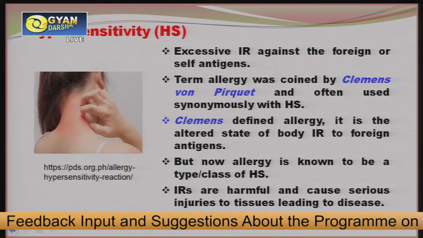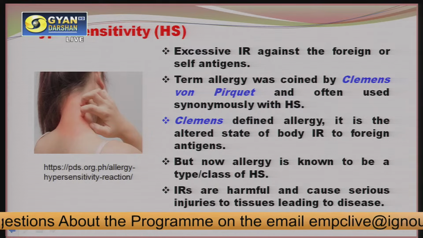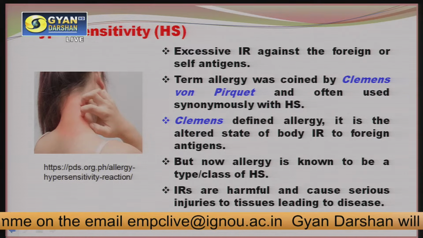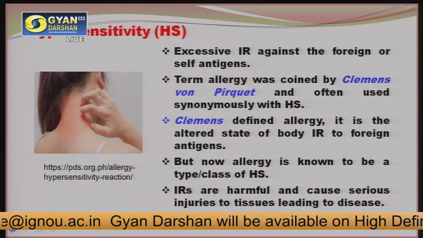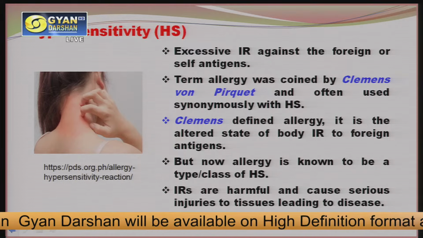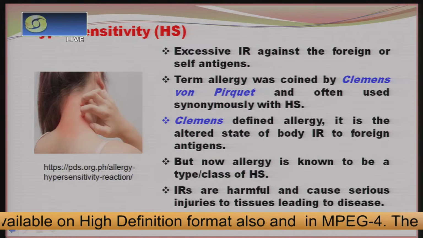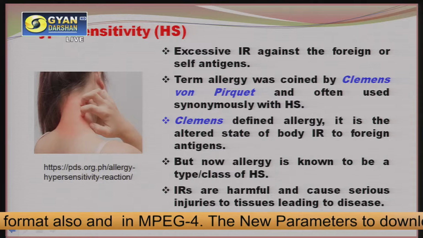Immunological responses can be harmful and cause serious injuries to tissues, leading to various diseases like Hashimoto's thyroiditis, and a large number of diseases are caused by altered immunological response. It means the immunological response would not be very good.